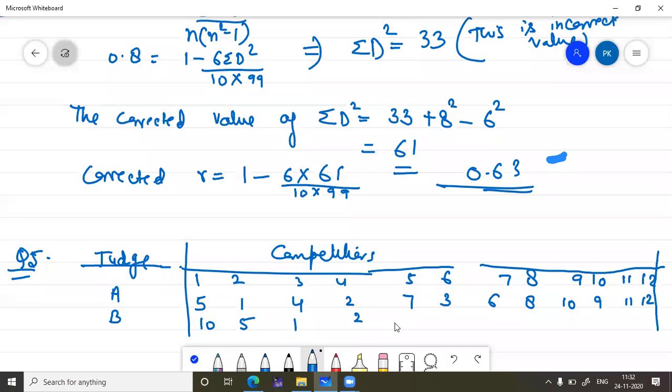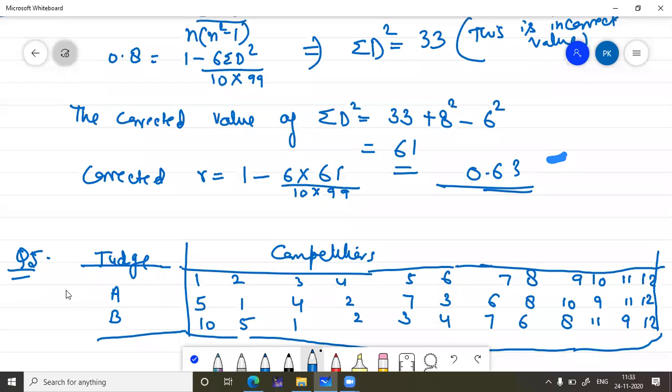5 1 2 3 4 7 6 8 11 9 12. Means what is given in the problem? This is R1 and this is R2. Simple.